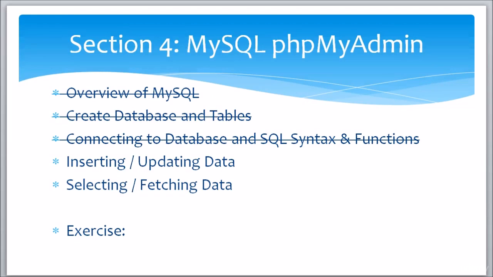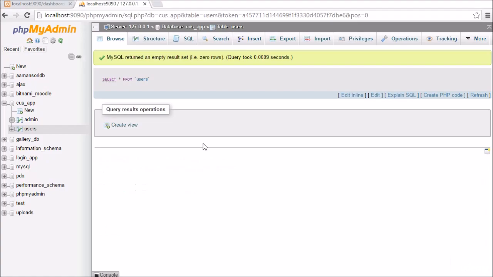Alright, now let's look at how we can insert and update data in our database. First, I'd like to teach you using the manual method. So we are in our database. As you can see, we are in our course app database, and we are currently in the users table.